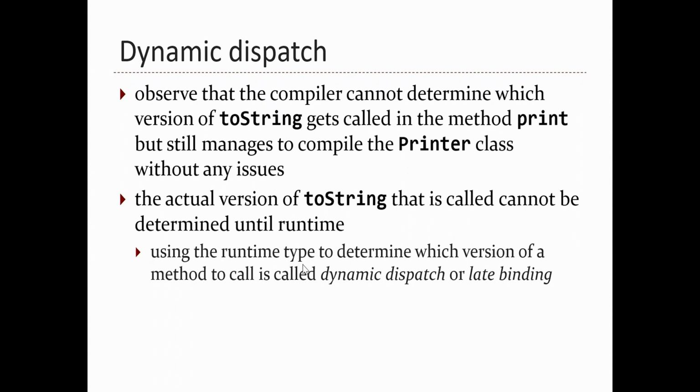Using the runtime type to determine which version of a method is called is dynamic dispatch, or late binding. It's called dynamic dispatch because the compiler doesn't know which version of toString to call. The Java virtual machine is responsible for figuring out which version of the method to call, and that happens when you run the program. So that's why it's dynamic. It doesn't happen until you run it. Dispatch is a fancy term for saying which version of the method do I call. Late binding means the same thing. Binding is which version of the method do I call? Late simply means it happens at runtime rather than compile time.